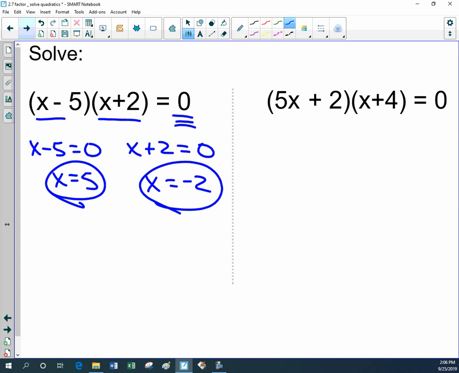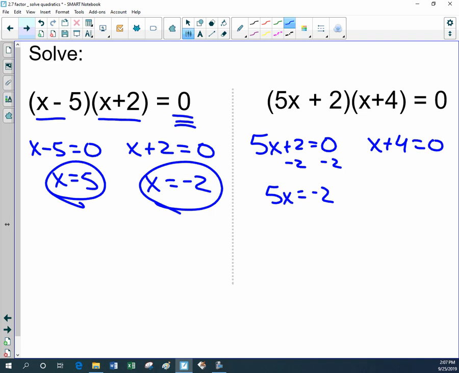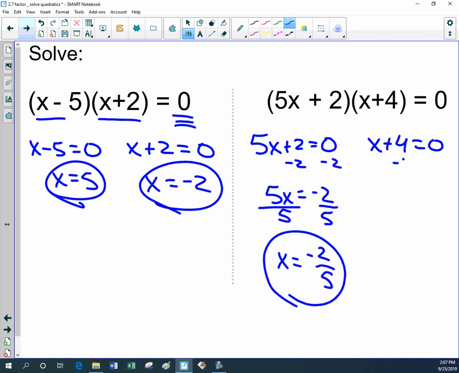Okay. In this second example here, the problem is already in factored form. So I set each factor equal to 0 and then solve for x. To solve this for x, I would subtract 2, so I'd get 5x equals -2. Divide by 5, so I get x equals -2/5. Here I would subtract 4, and I get x equals -4. Okay, so that'd be our two solutions to that problem.